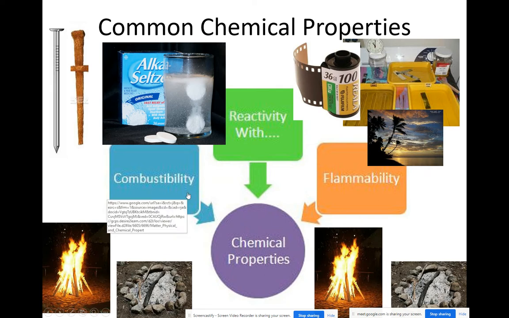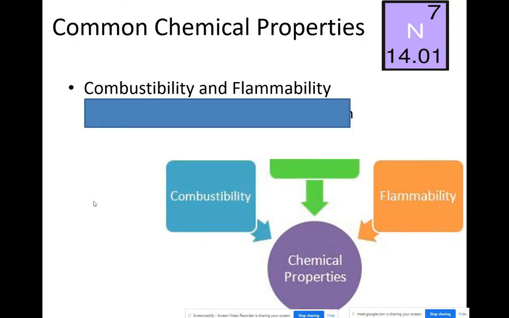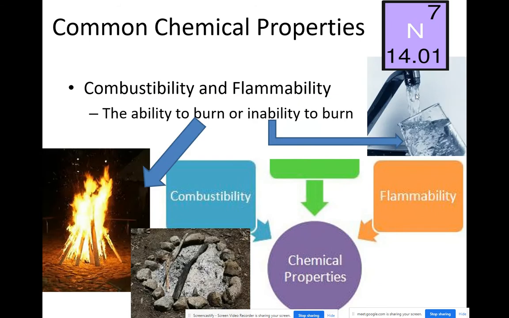All right, combustibility is different. Burn without a flame source. Flammability, there needs to be a flame. So, common chemical properties. All right, we see nitrogen up here. We'll talk about why that's important. Combustibility and flammability, I put them together because they're the ability to burn or the inability to burn. Water will not burn no matter what we do to it. It will just change to a vaporized state.